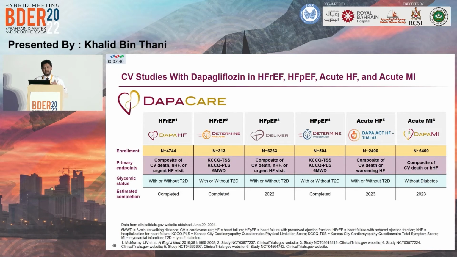For the DAPA-CARE, we are awaiting other studies to come along, like the DAPA-DELIVER, hopefully by the end of this year. We also have DAPA acute heart failure by 2023, and for acute MI, DAPA-MI, it will come by 2023. The recruitment is still there. We're going to have interesting data coming up for these patients, and hopefully to improve our care to our patients.